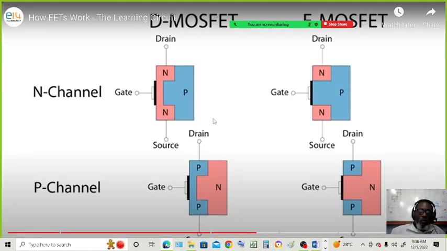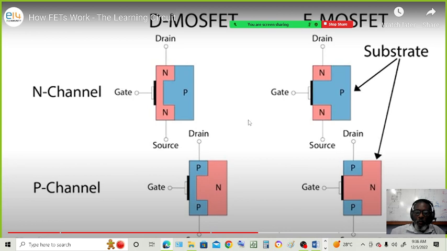The foundation of the MOSFET is called the substrate. N-channel MOSFETs have a P material substrate.